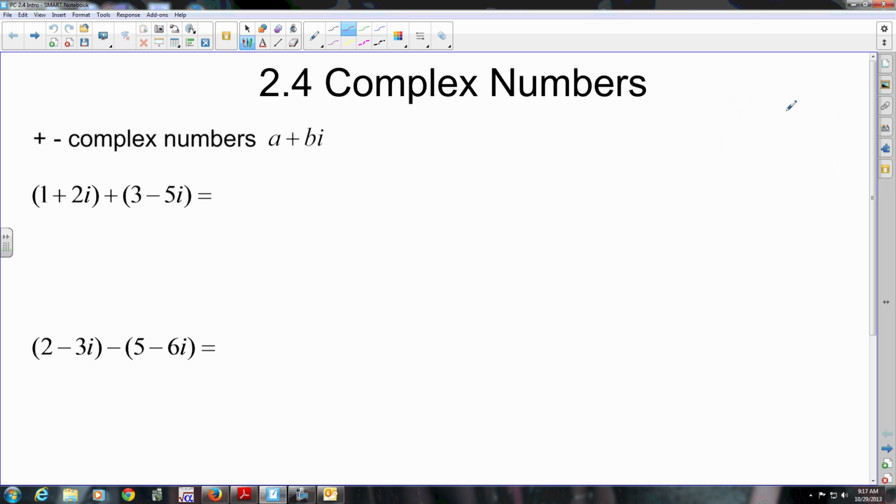Hello everyone, we're doing section 2.4 for pre-calc. It's dealing with adding, subtracting, multiplying and dividing complex numbers. Complex numbers are any numbers that can be written in this format.